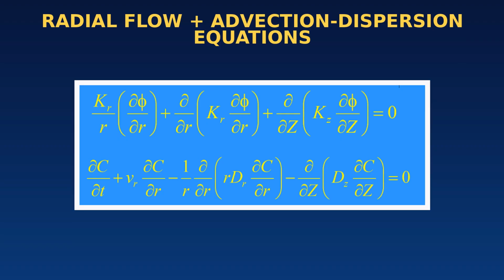Once you add a tracer, its motion is governed by a second equation, the advection-dispersion equation, tracking how concentration changes as it's carried by the flow field and spread by hydrodynamic dispersion. Solve these together, layer by layer, and you can predict exactly where the tracer front will be at any moment.